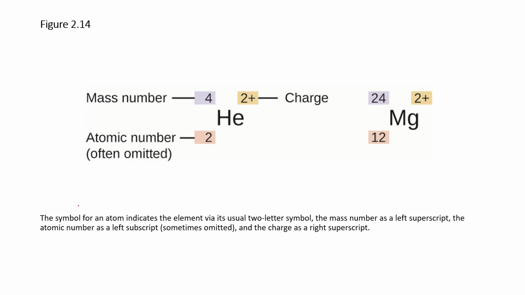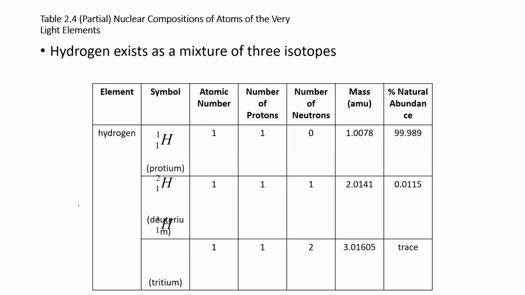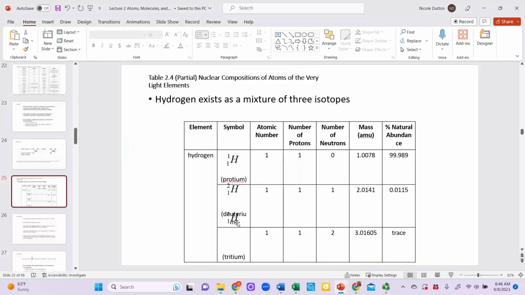Here you can see the mass number, atomic number, and charge of helium, and here you can see the mass number, atomic number, and charge of magnesium. Hydrogen exists as a mixture of three isotopes: H11, H21, and H31. This got blurred together in the wrong table. It should be down here. Let me see if I can fix this real quick. There we go.